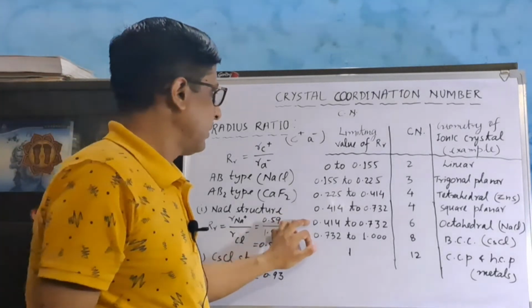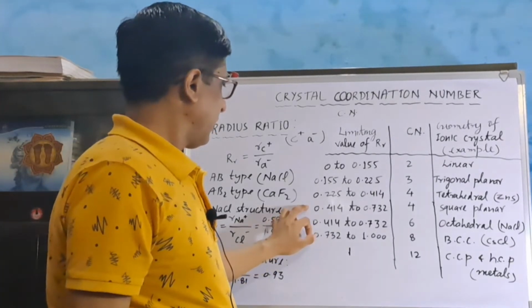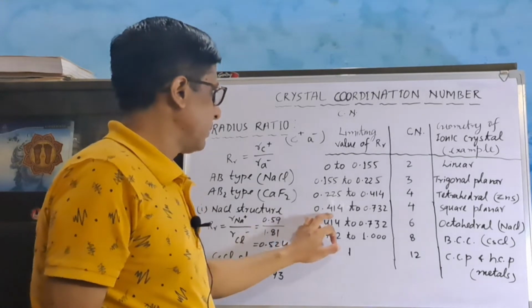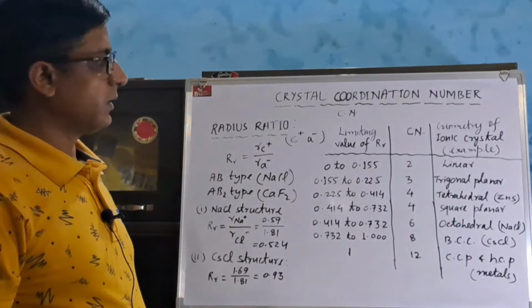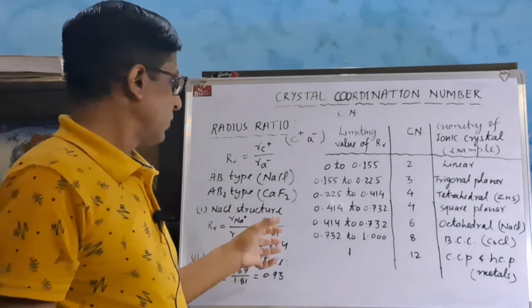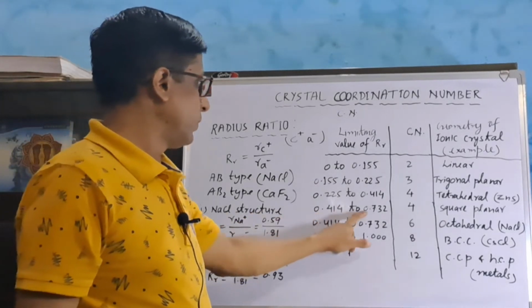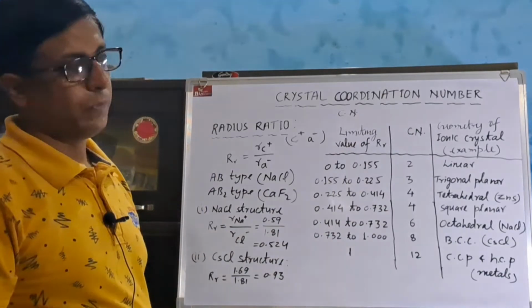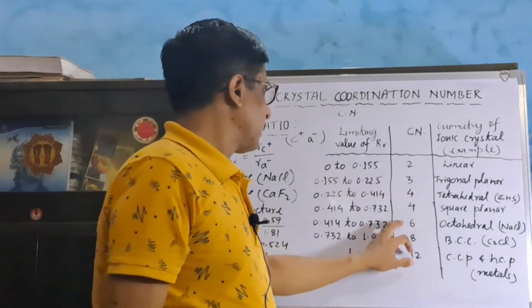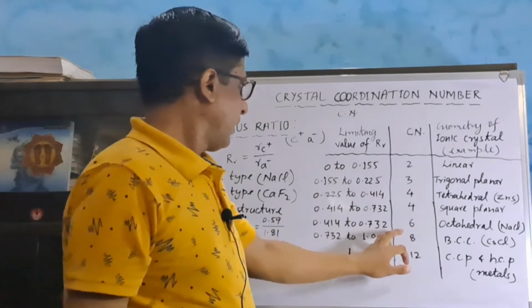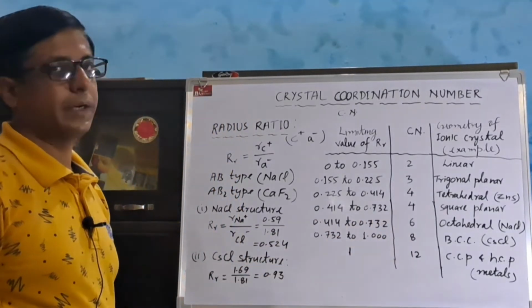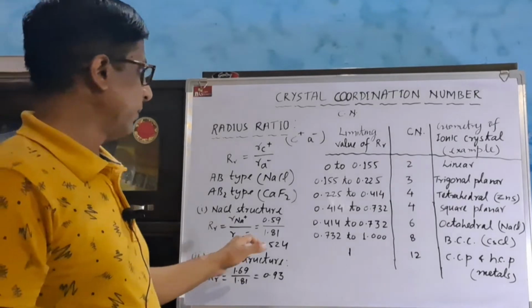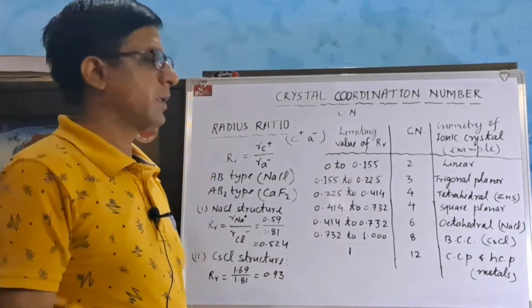This is in this table, 0.414 to 0.732. Thus, the radius ratio is between 0.414 and 0.732. Thus, this crystal may have square planar or octahedral geometry. Sodium chloride can have square planar or octahedral geometry.